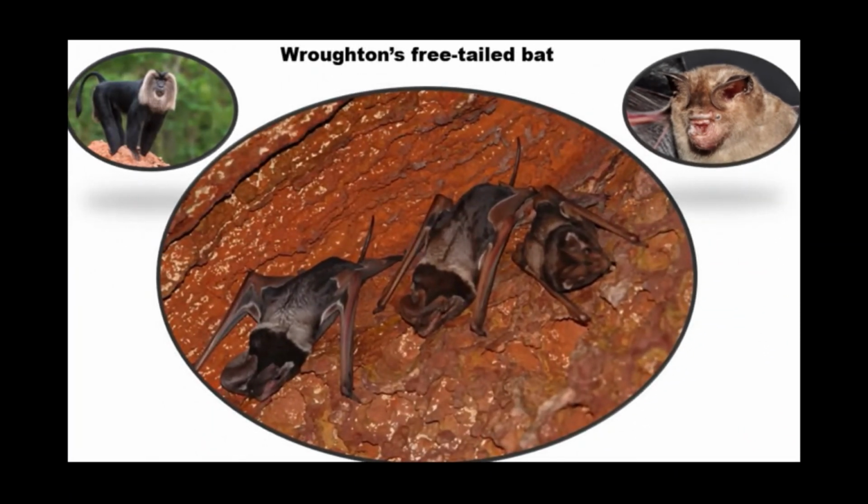Now this is Wroughton's free-tailed bat, whose scientific name is Otomops wroughtoni. It has a free tail as you can see in the image there, and it is found in the Western Ghats of India, and it has been recently discovered in northeast India and in remote parts of Cambodia. It is also an endangered animal species.